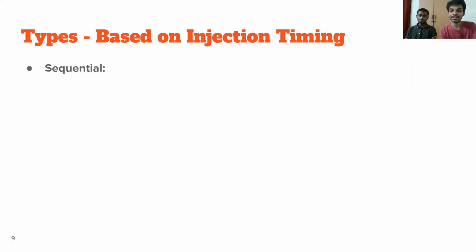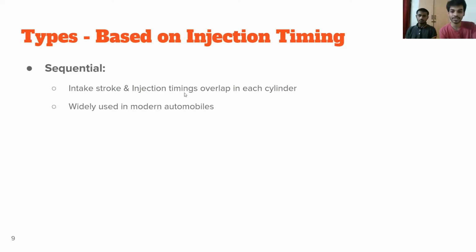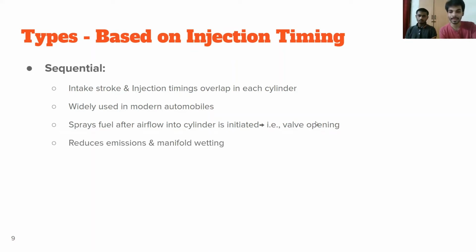The second type is the sequential type. In this type of MPFI system, the intake stroke and the injection timings overlap with each other, and it is nowadays widely utilized in most automobiles. In this, the fuel is sprayed into the cylinder only when the valves are opening. And this allows for complete combustion as the appropriate fuel quantity is present, and manifold wetting is also reduced.